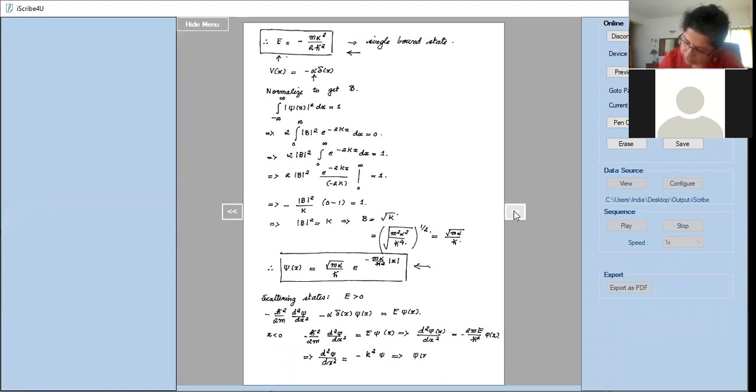Which implies that your psi of x will be essentially some A e to the power of ikx plus B e to the power of minus ikx. And what is your k? Your k, of course, is equal to the square root of 2mE by h cross squared. So you're getting into your plane wave solutions, right? I mean, for all scattering states, that is indeed the case. And then you have modifications of the k, correct?